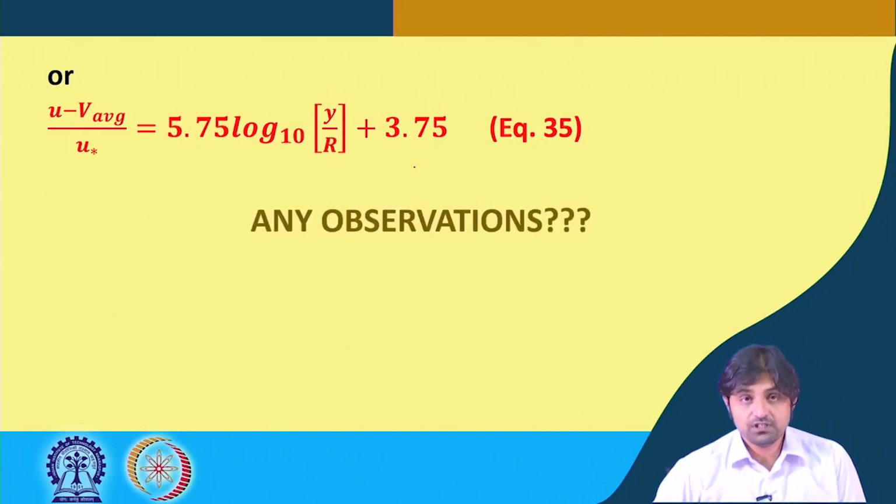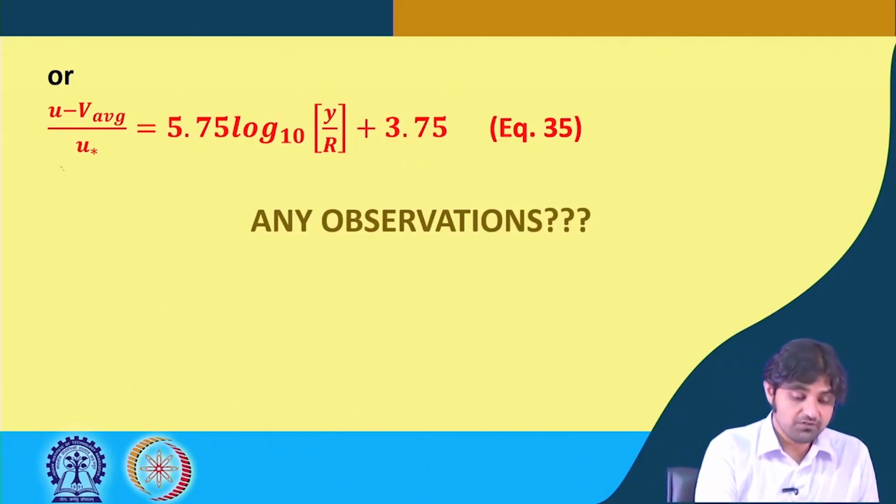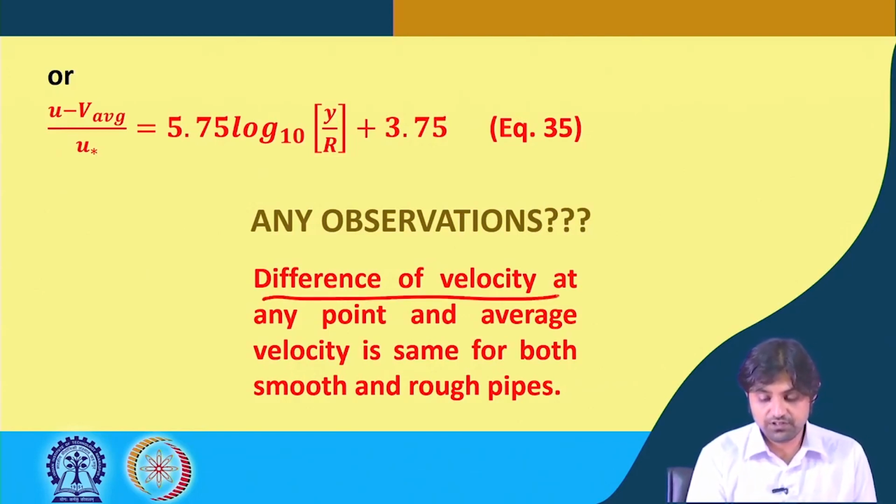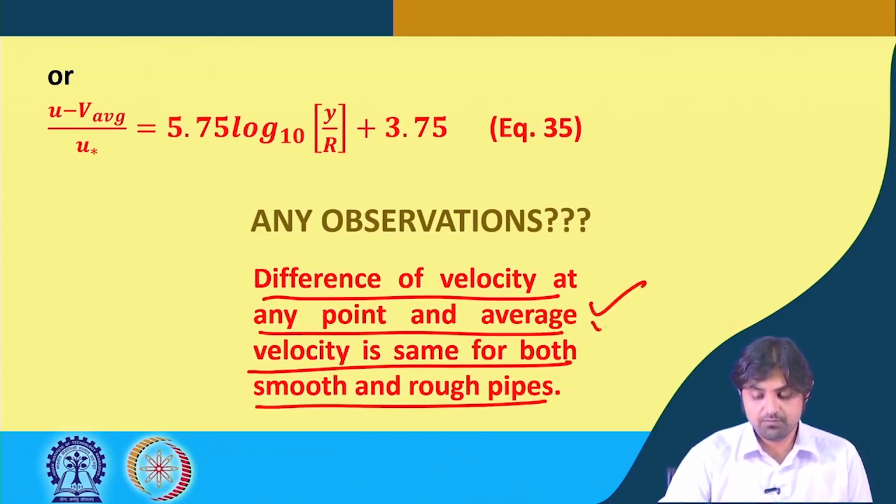Is there any observation? So, you see, for either smooth or rough, this difference came out to be the same. So, the observation is that the difference of velocity at any point and average velocity is the same for both smooth and rough pipes. This is important to know, okay.